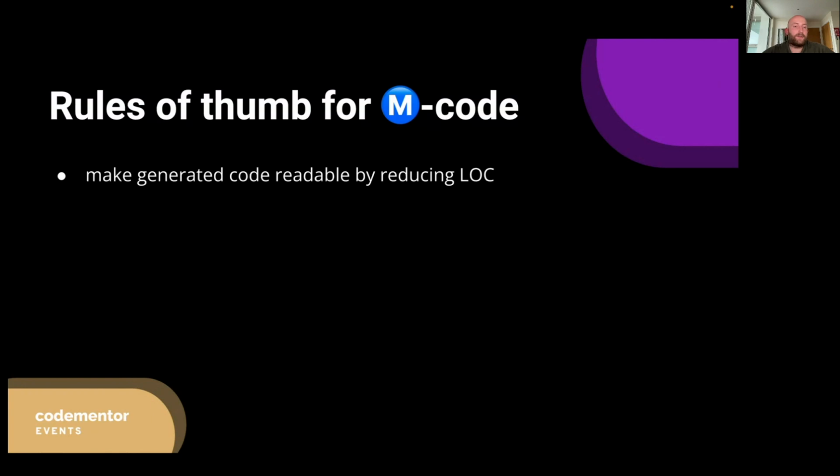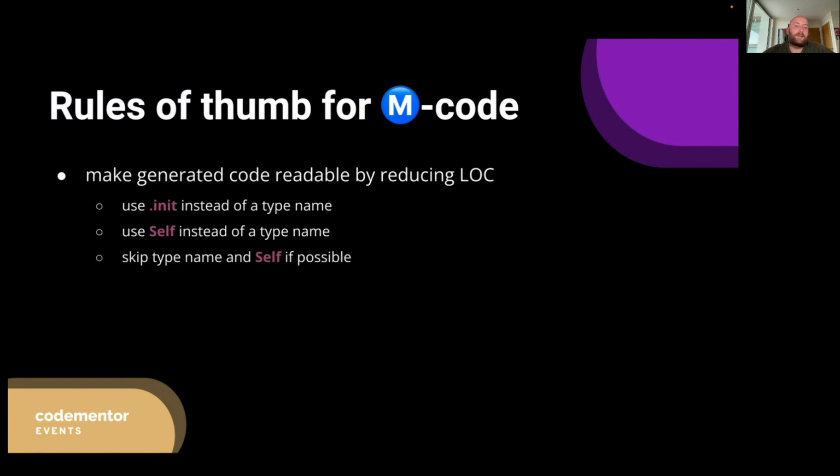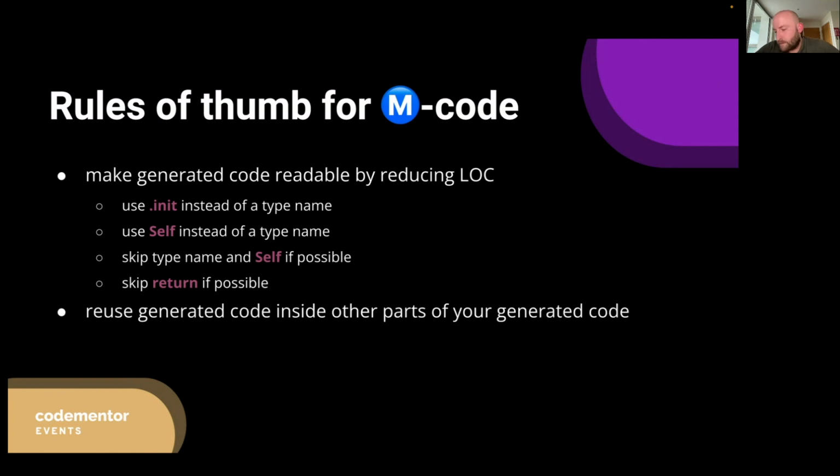Also, you want to make generated code readable by reducing LOC. So you want to use init instead of type name, self instead of type name, skip those if it's possible, skip return if possible. The thing is that although we generate our code, human will still read it from time to time. So we want to make this job easier for them.